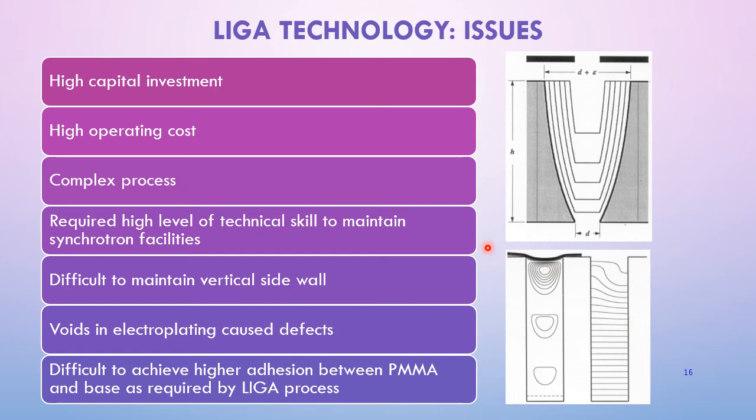Okay, and there might be some problems also with electroplating. If there are voids, then it will cause defects, and that will be the downfall, because it involves a high cost for the operation, right? And then it is also difficult to achieve higher adhesion between PMMA and base as required by the LIGA process. So sometimes there will be some problems also with the resist, which is the PMMA, which is the material that is usually used as the resist in the LIGA process.